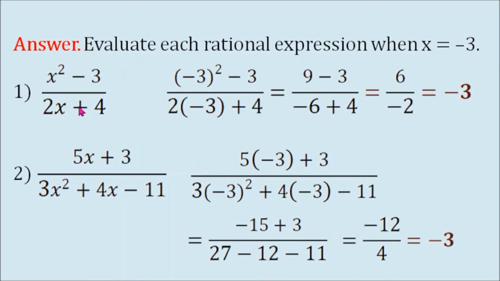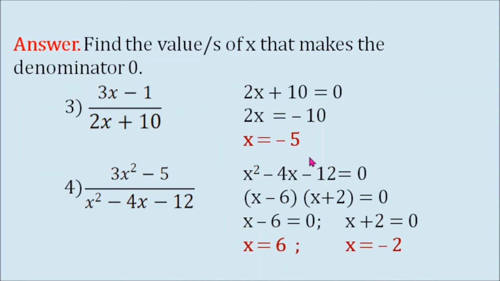For item number 1, the answer is negative 3. Okay, these are the details of the solution. And for item number 2, the answer is also negative 3. So we have here the details. And then for item number 3, the answer is x equals negative 5. So we have here the details also. And for item number 4, okay, the values of x are 6 and negative 2. We have here the details of the solution as well.